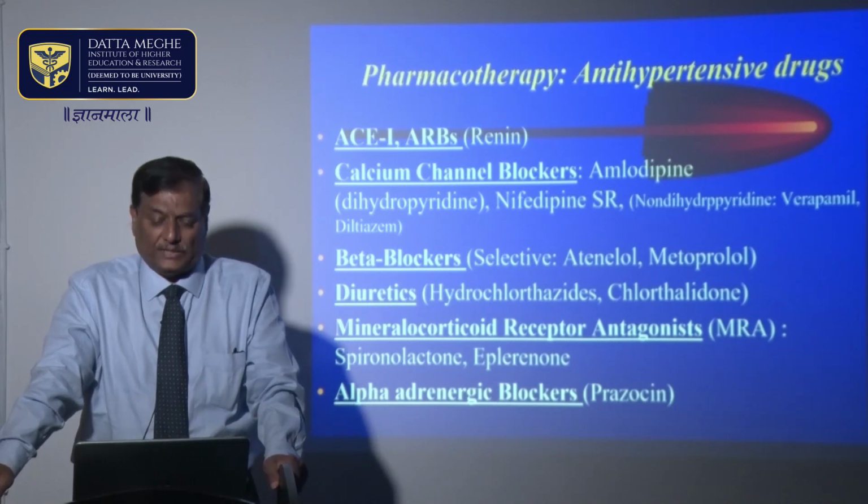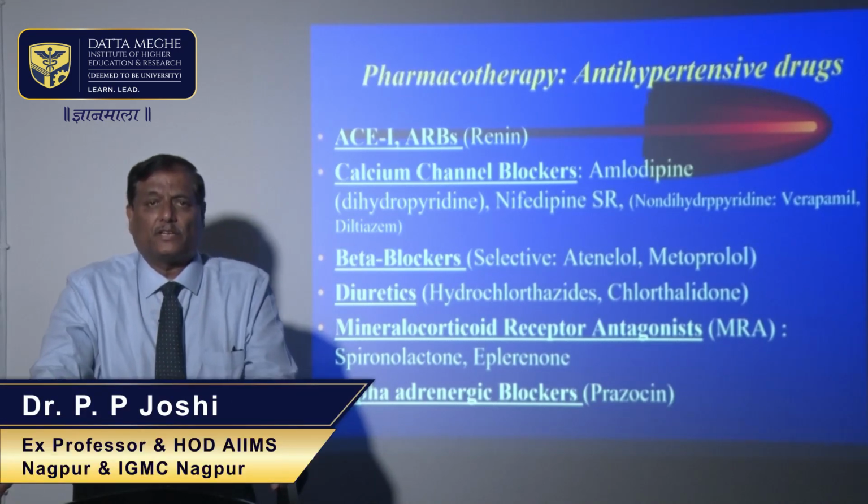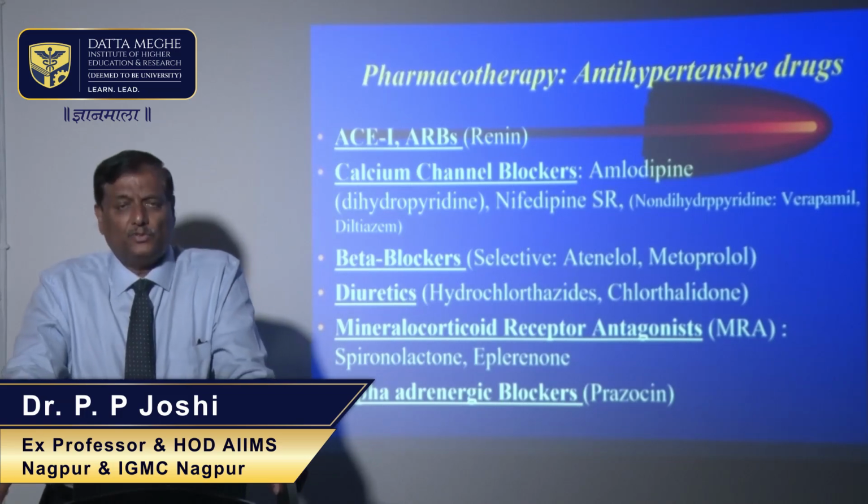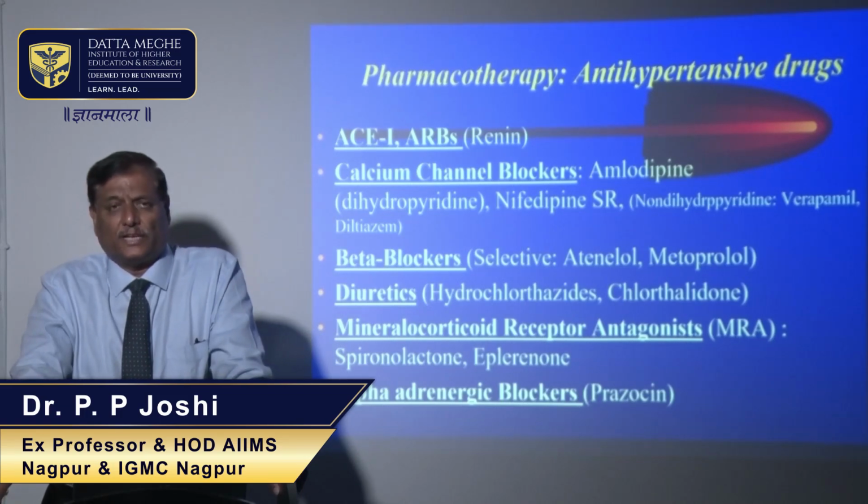Beta blockers can be selective or non-selective. Non-selective drugs like propranolol are not used in the treatment of hypertension because they have other side effects.